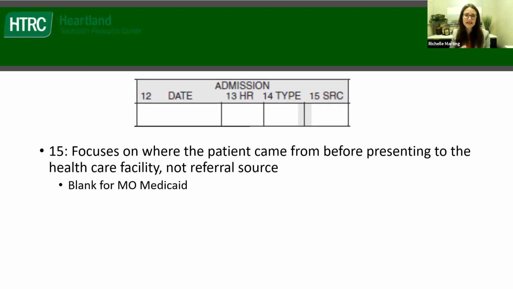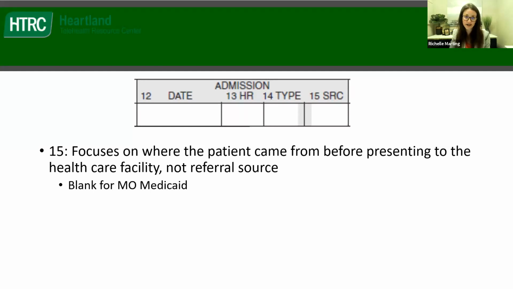So what Medicare says for source of admission is where the patient came from before presenting to the healthcare facility. So that's not a referral source. That's not like a physician or a hospital. It's where the patient presented from when they came into the FQHC. So was that the patient's home? Was it school, etc.?